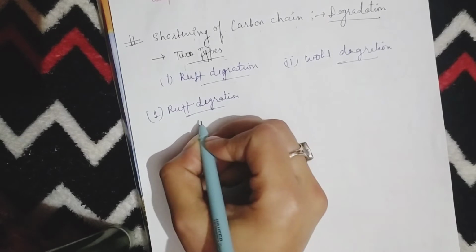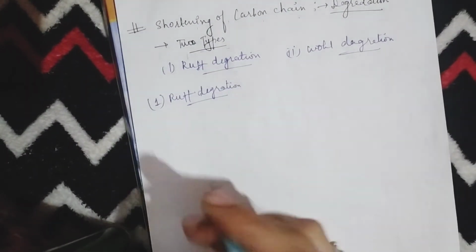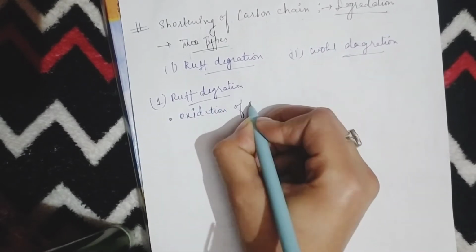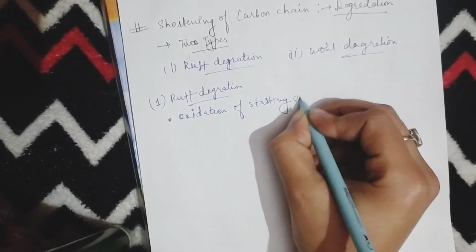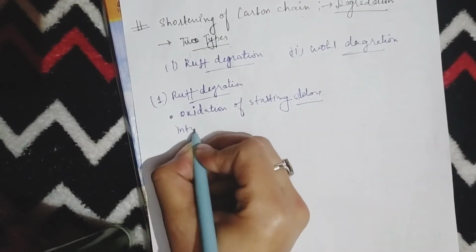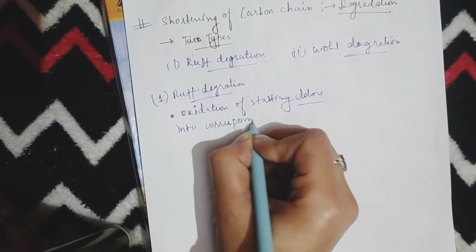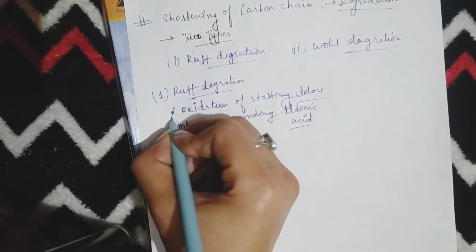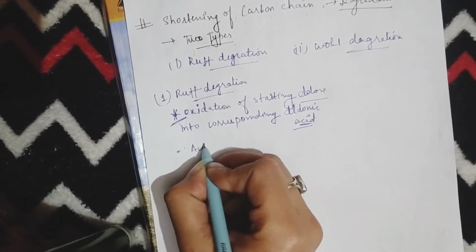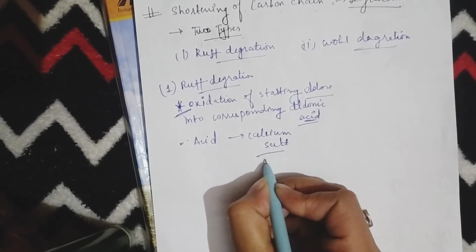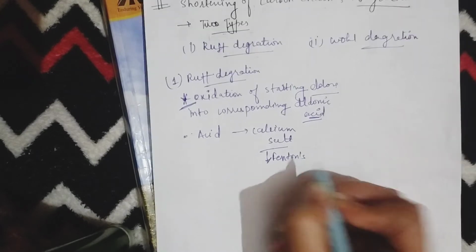In this, many steps are involved. First, there is oxidation of the starting aldose into the corresponding aldonic acid. Its main function is this. Then this acid is converted into calcium salt, which is further treated with Fenton's reagent.